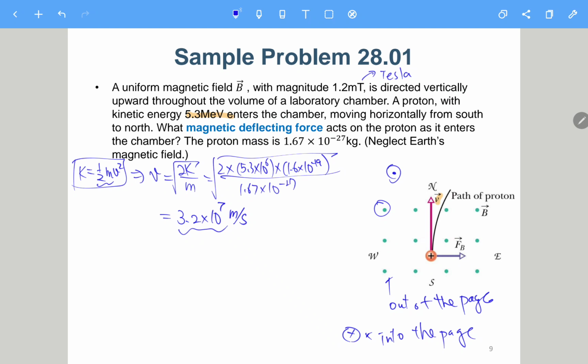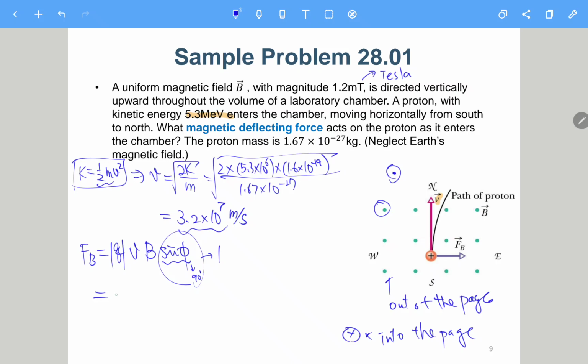In that case, we will be able to find the Lorentz force F_B to be the absolute value of q times v times B times sine of phi. Actually v is pointing upward, B is pointing out of the page. They are perpendicular to each other, so phi is 90 degrees, and sine is 1. So it shrinks down to be q times v times B. So we just need to plug in the values.